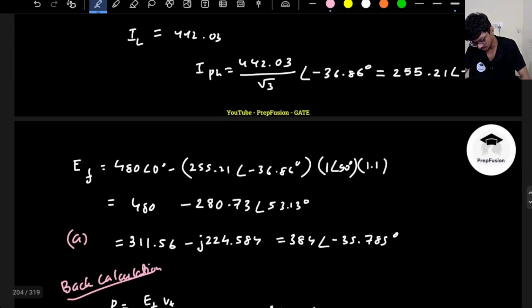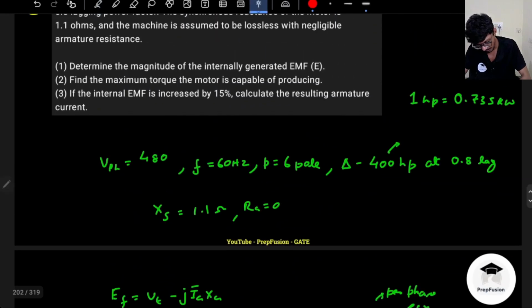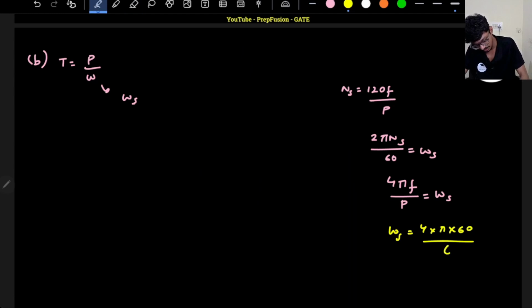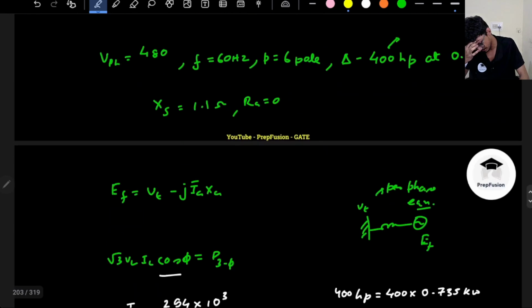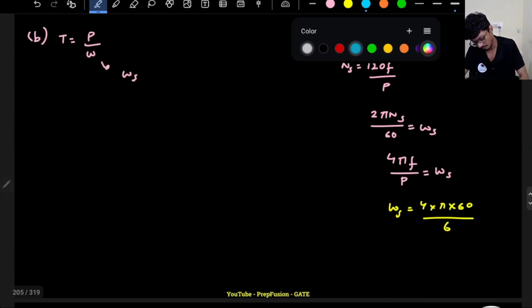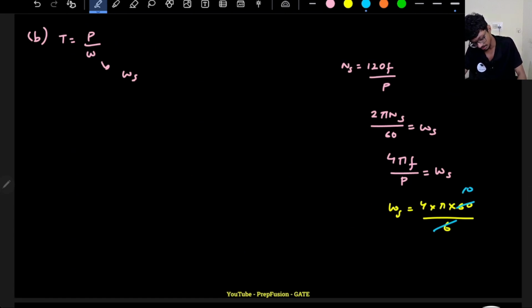We know the number of poles. We have already calculated the number of poles. Frequency we know, 60 hertz. Everything we know, so we just need to put in the values. So omega s will be 4 into pi into 60 divided by the number of poles, that is 6. The number of poles is given to me, that is 6. So this will be 40 pi. So omega s comes out to be 125.6.